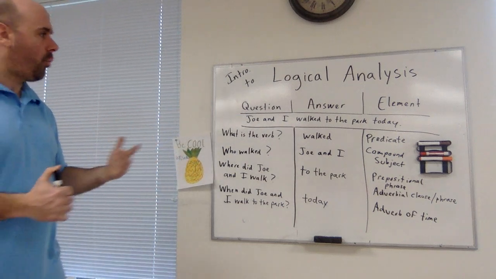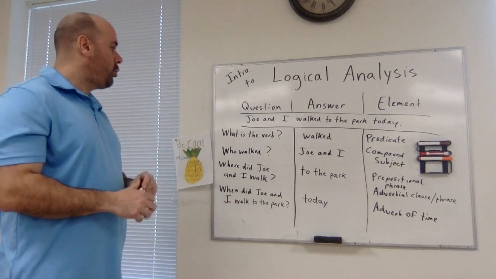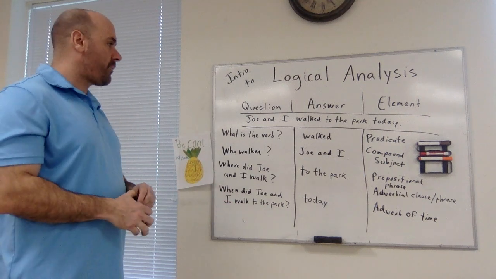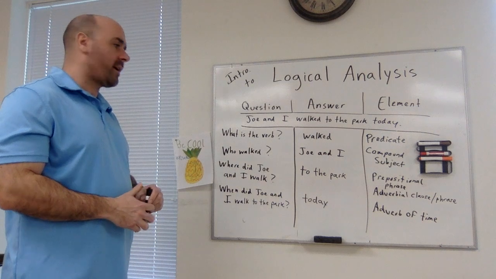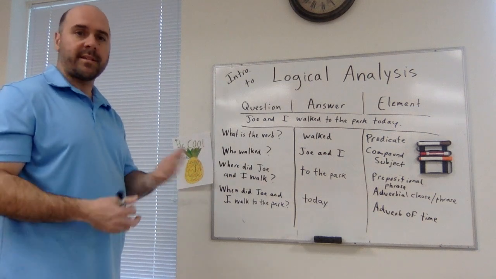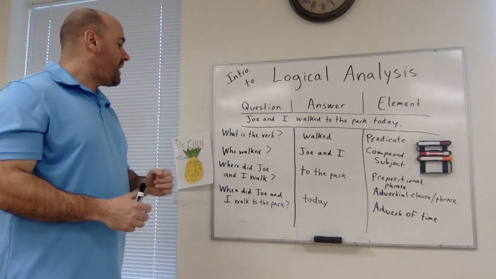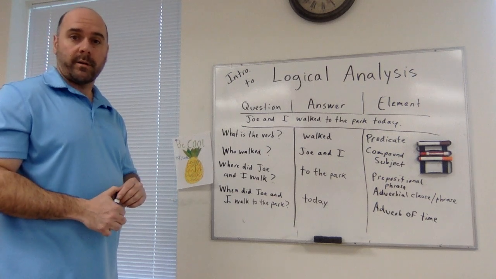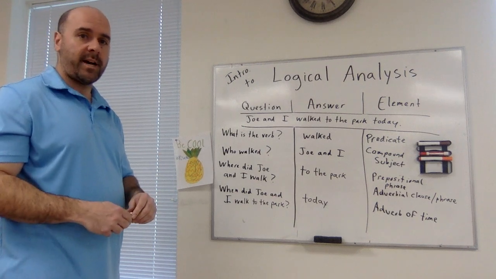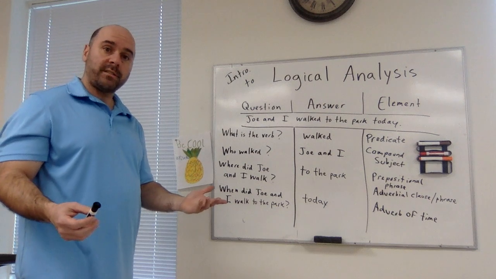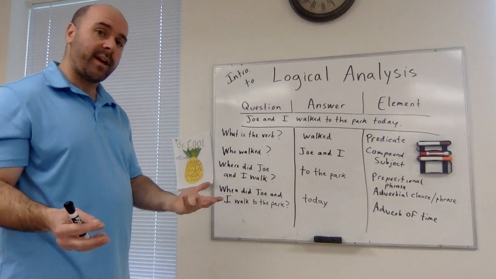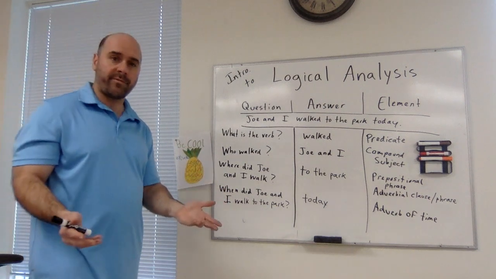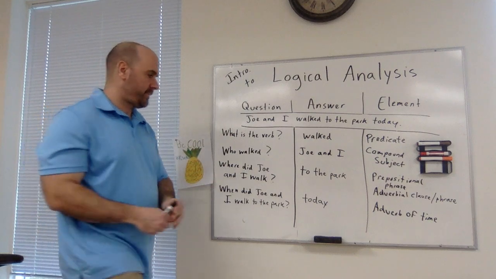What is the verb? Walked. Predicate. Who walked? Joe and I. Compound subject. Where did Joe and I walk? To the park. Prepositional phrase, adverbial phrase. When did Joe and I walk to the park? Today. Adverb of time. Pretty self-explanatory. A little more advanced, but it does introduce the prepositional phrase for you 3rd and 4th graders.